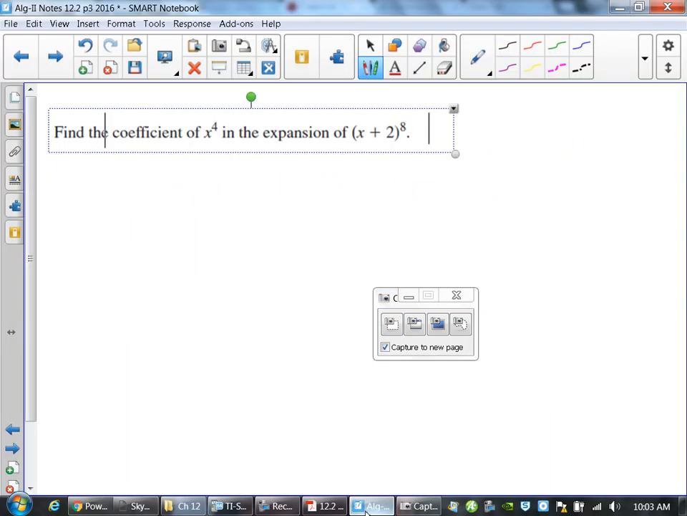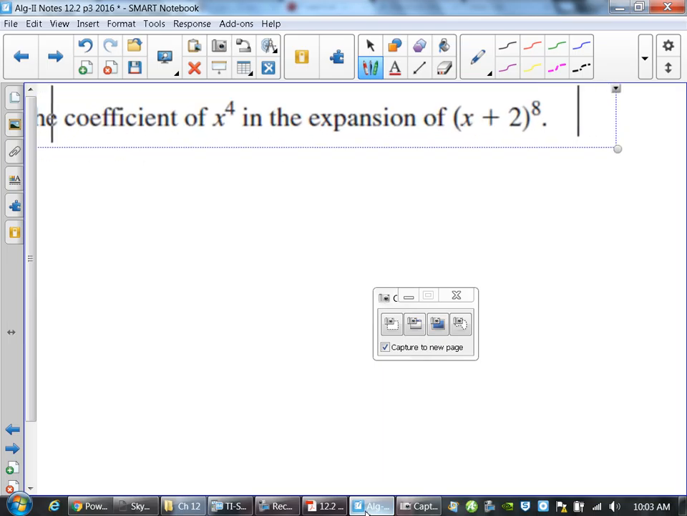Find the coefficient of the x to the fourth term in the expansion of the quantity x plus 2 to the eighth. Which means, if it's going to be the x to the fourth term, thinking about how the values work, that's going to be x to the eighth, x to the seventh, sixth, fifth, fourth.